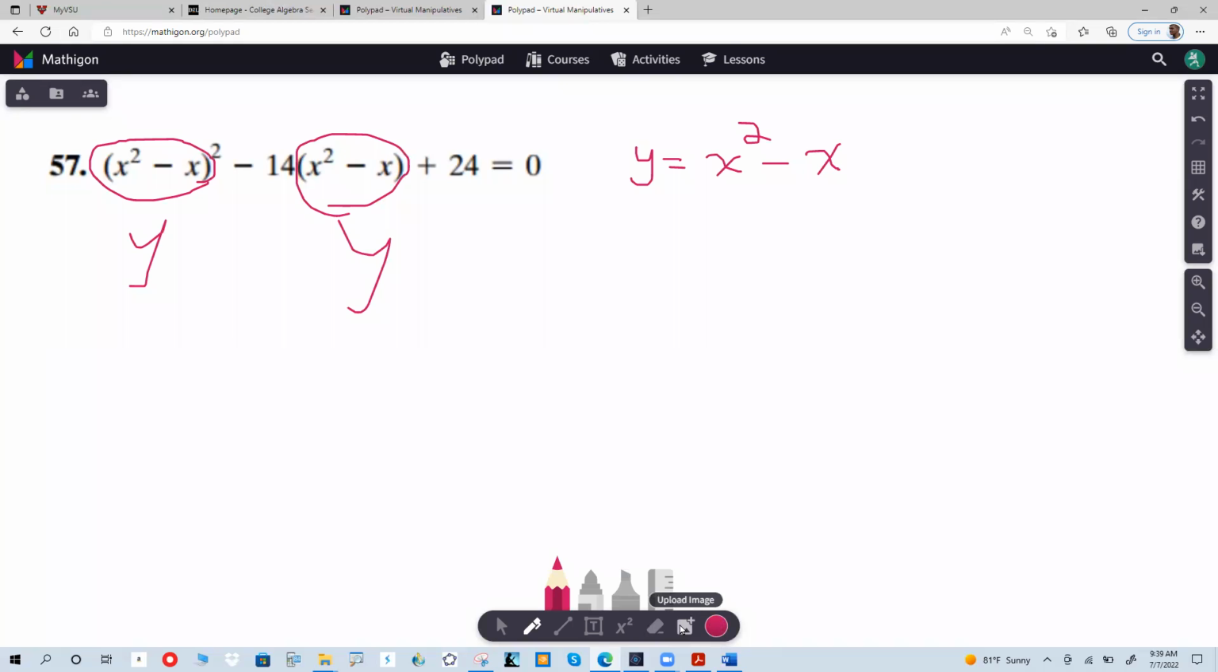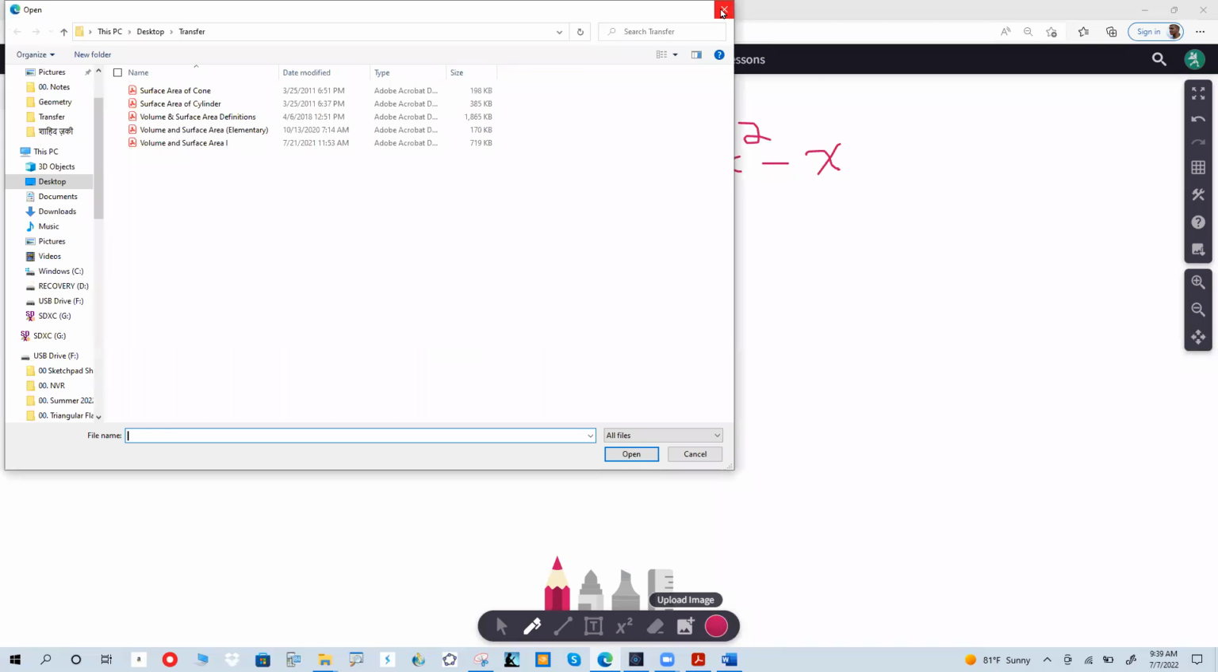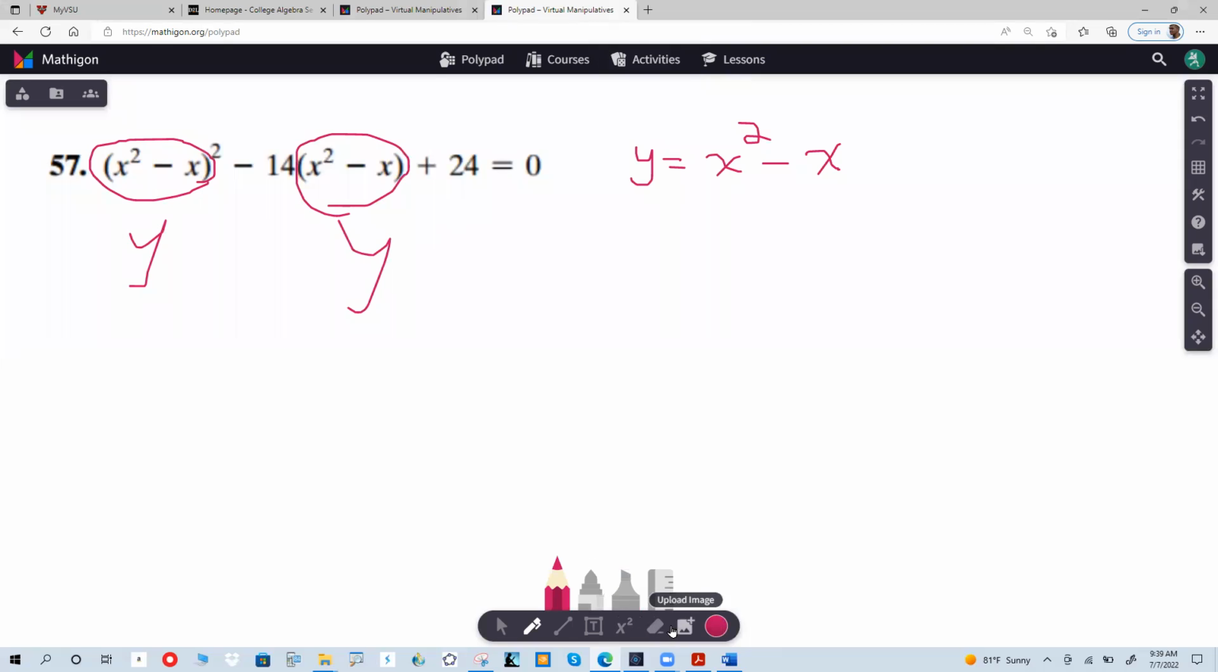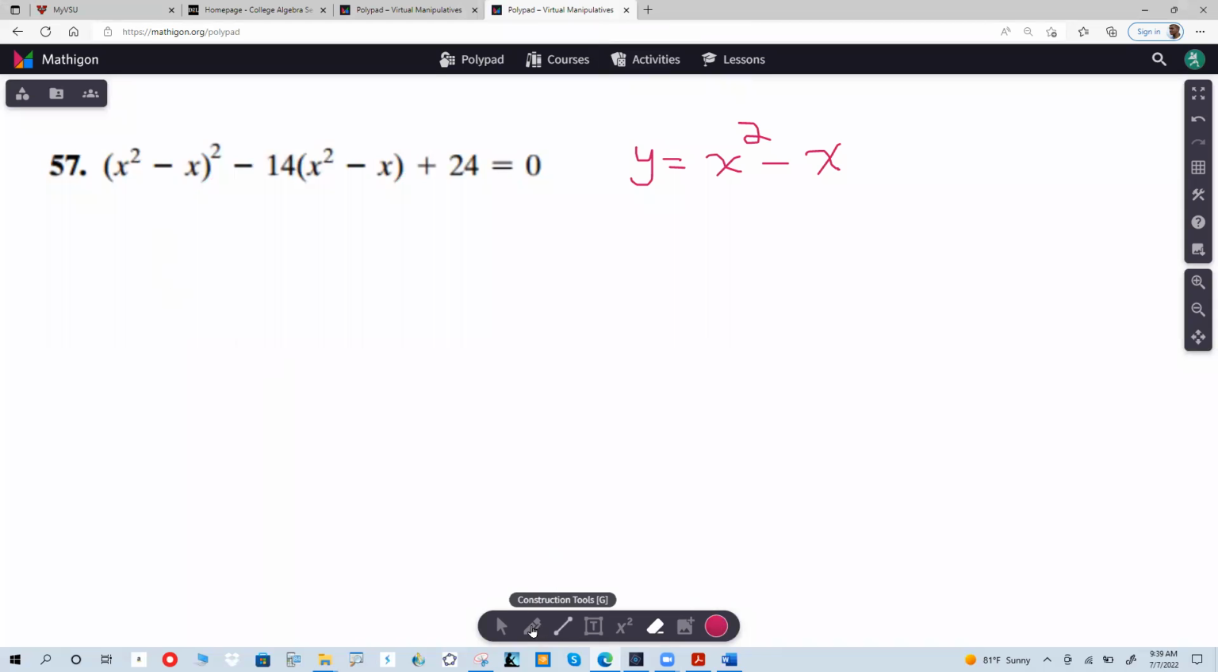And you have to kind of look for a quadratic equation. What do I mean by that? You have to look at your equation and decide what kind of substitution will turn it into a quadratic equation. And then we can just use the quadratic formula or factorization. So this will become y squared, this will become 14y and 24.